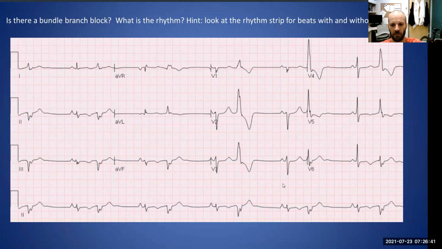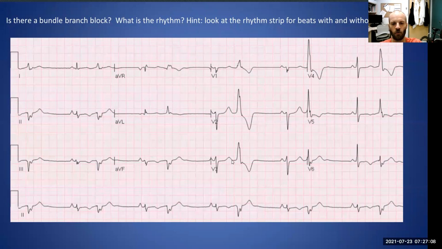So we're going to look at the beats which are preceded by a P wave. For the beats that are preceded by a P wave, these ones here, do we think that there's a bundle branch block here? We don't, because the QRS complexes here are narrow. So these ones that are preceded by a P wave are narrow QRS complexes. It's the PVCs that are broad.